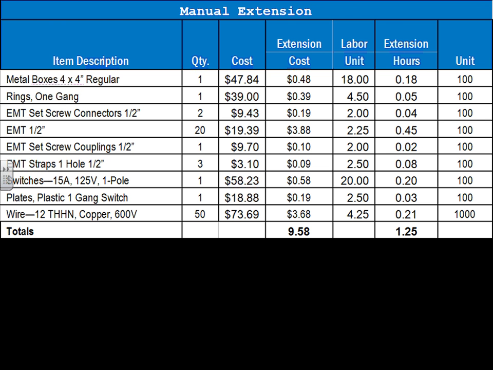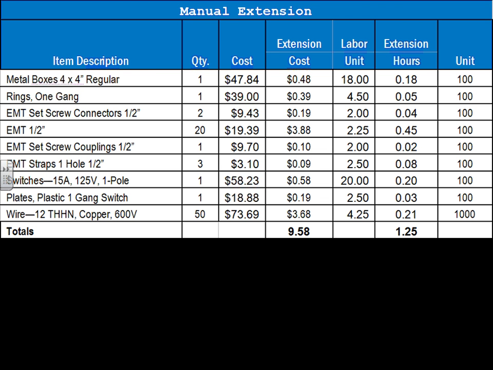Here's an extension. All these extensions, guys, are either done by an Excel sheet or, God forbid, by hand. So you take the quantity 1, the cost is 47 for a metal box 4x4. Extension is you take this multiplied by 1, divided by 100 because they price per 100. $18 for 100, 18 times 1 divided by 100 equals 0.18. Any questions, guys, what the extension is?